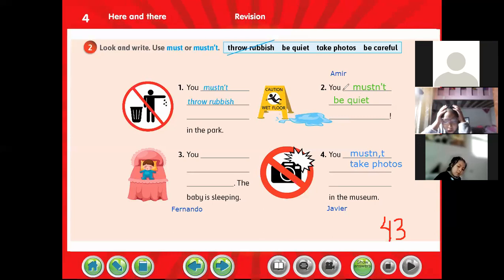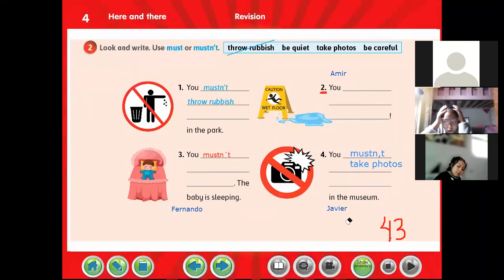Okay, Amir, read the number two, please. Sí, profesor. Read the number two. You must be quiet. Amir, this is shh. You mustn't be quiet. Is that correct? This symbol, look at the picture. Is this correct? Shh, you mustn't be quiet. Is that correct? No, teacher. Yeah, that's correct, okay? Check, please. One more time.